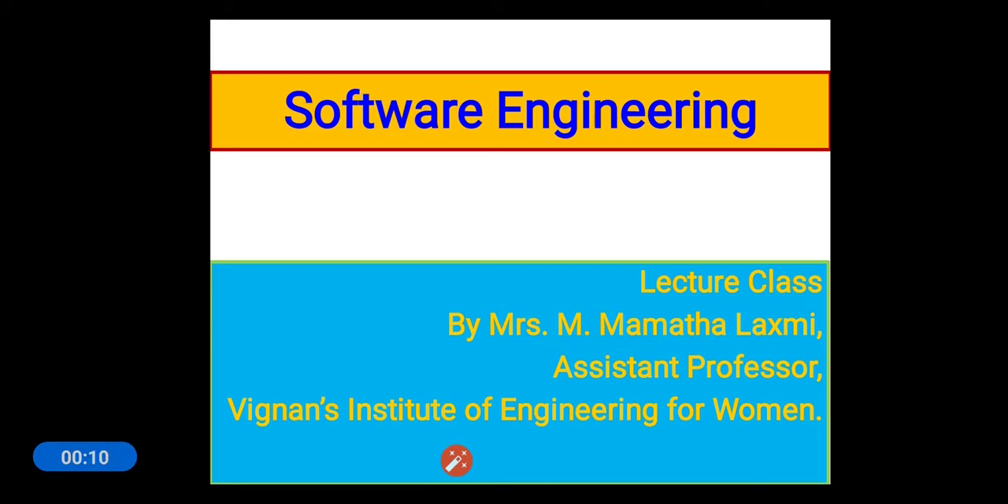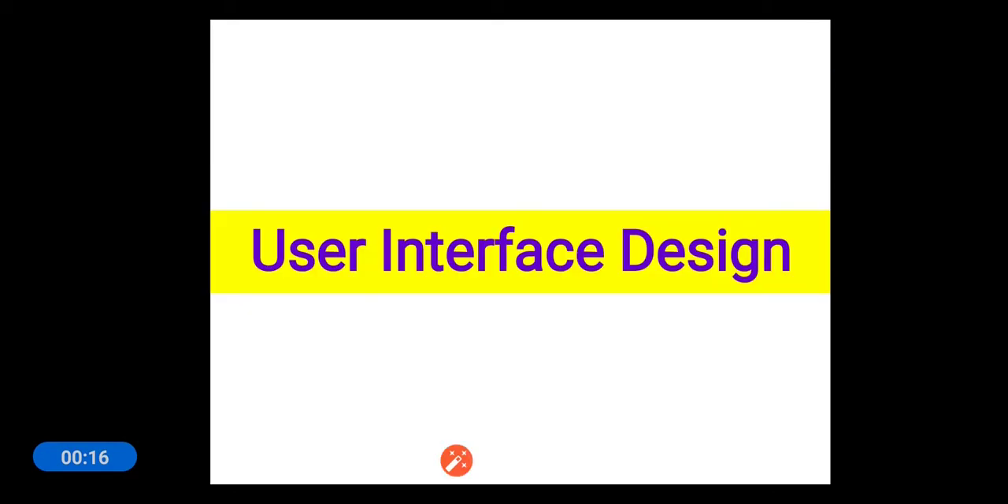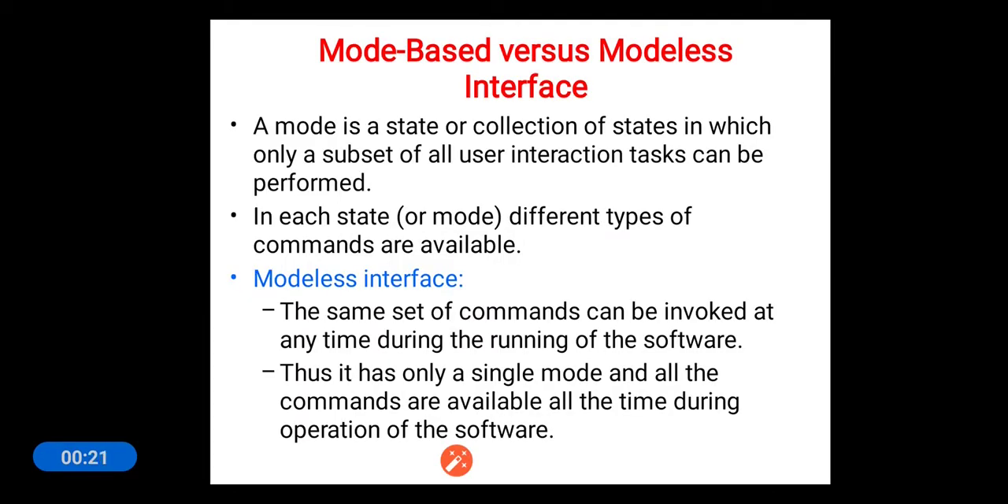So in the last revision session, we had discussed the characteristics of a good user interface. Now let us continue with different categories of user interface. Before we start with the different categories, first let us see what are the various classifications that are available to us. The first one is we can differentiate a user interface based on its mode. That is mode based and modeless interface.